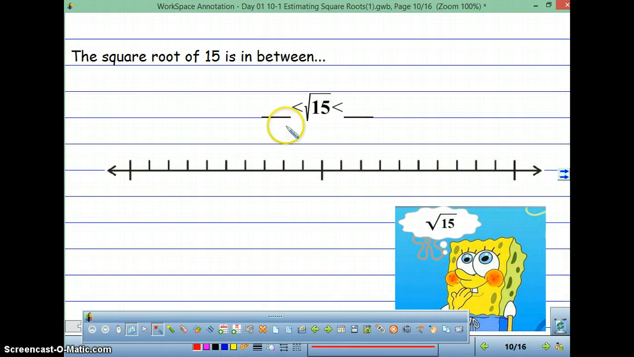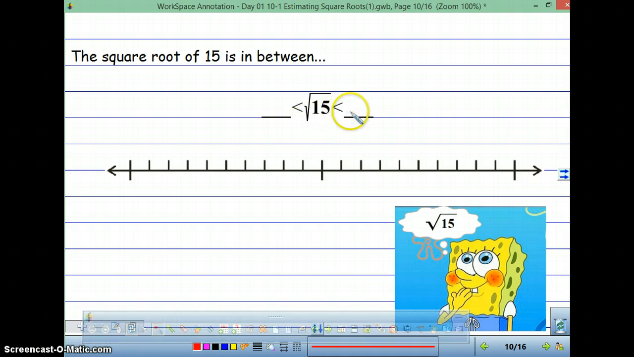All right, the square root of 15 is going to be somewhere in between what? Think of perfect squares on either side. Well, we know it's going to be smaller than the square root of 16, and we know it's going to be bigger than the square root of 9. I chose those because those are the perfect squares that I know on either side.